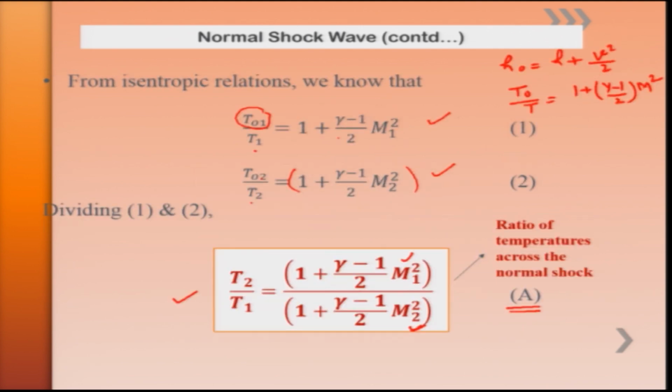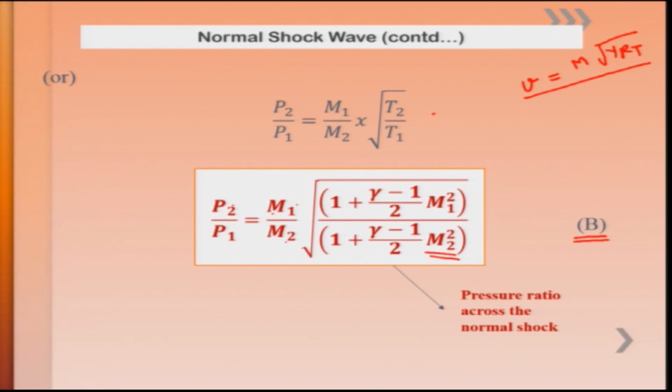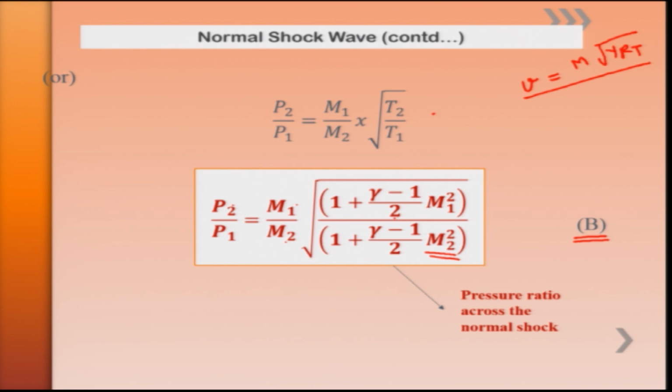if you substitute this in this expression, then we will lead to P2 by P1 is equal to M1 by M2 square root of 1 plus gamma minus 1 by 2 M1 square upon 1 plus gamma minus 1 by 2 M2 square, and essentially this is the equation B, which is again the static pressure ratio across the normal shock wave.